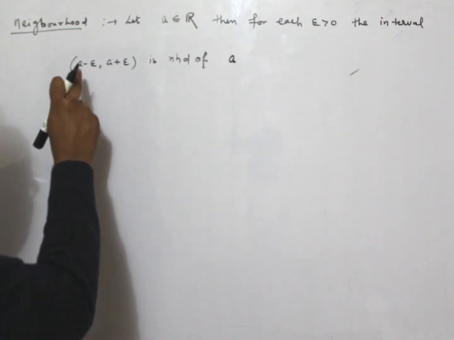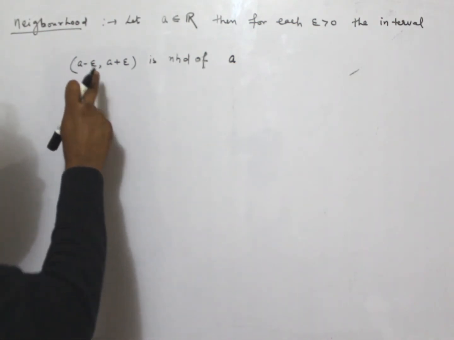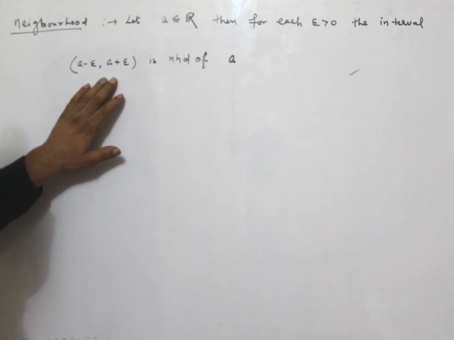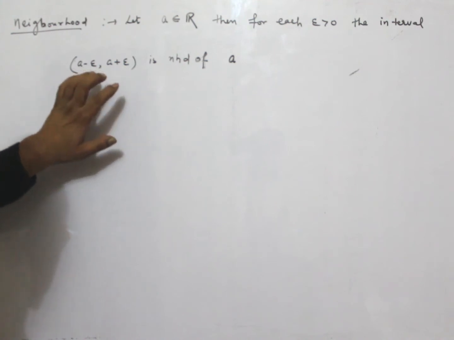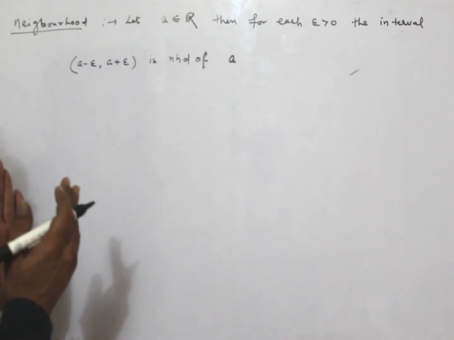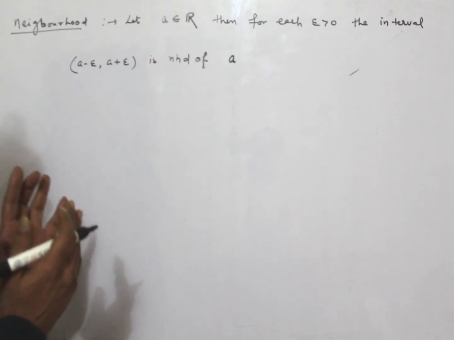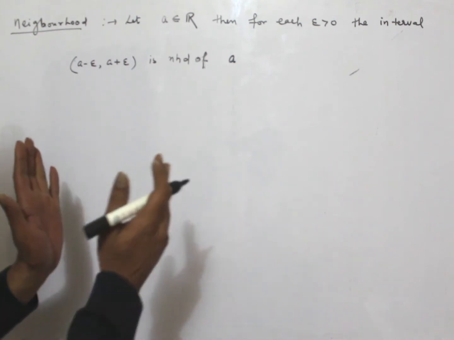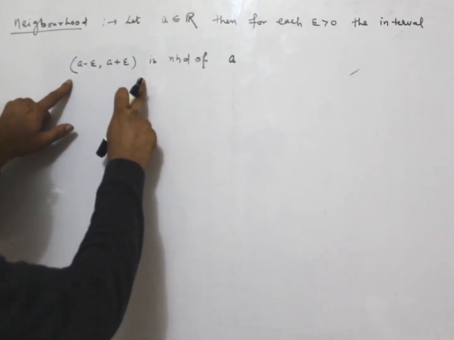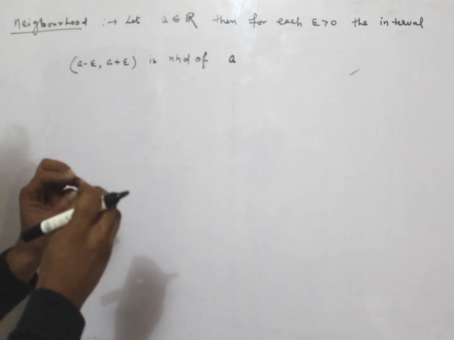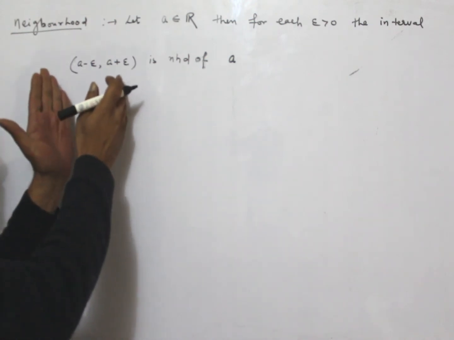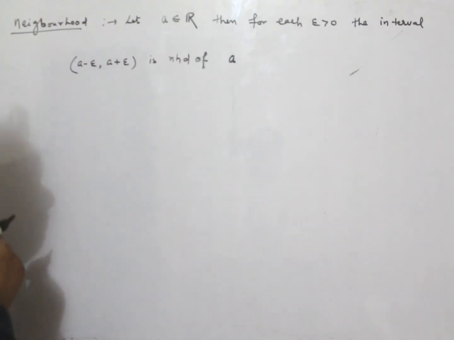Now, for each epsilon positive, epsilon should be positive. If epsilon is 0, then it becomes the single point, not the interval. So this is an open interval for each epsilon positive. That means we have freedom to change epsilon. If we increase the value of epsilon, then this interval can be enlarged, and if we decrease or take a very small value of epsilon, then the length of this interval becomes very small.